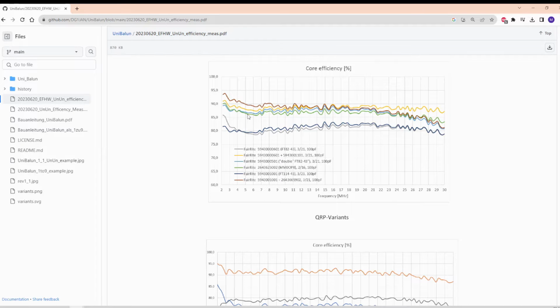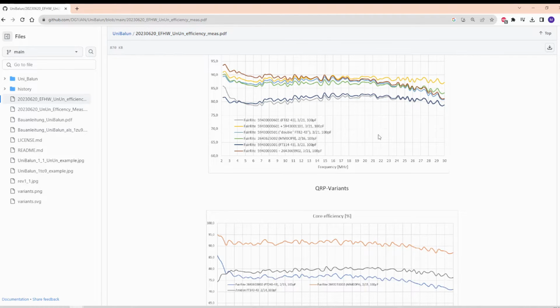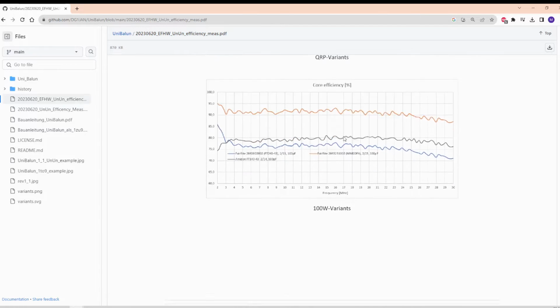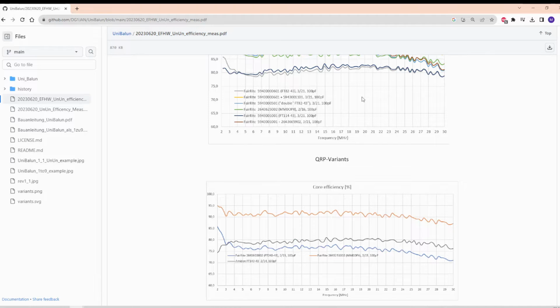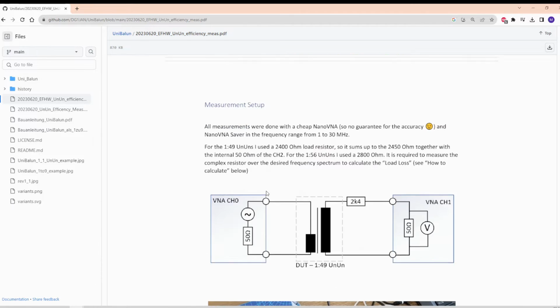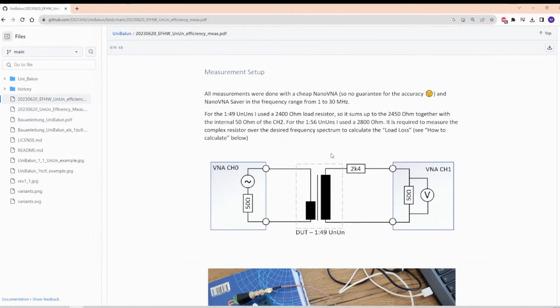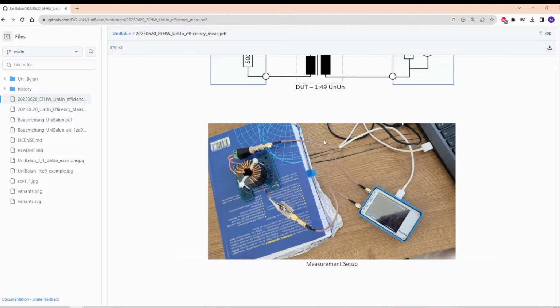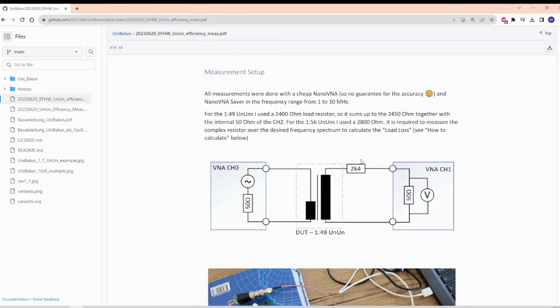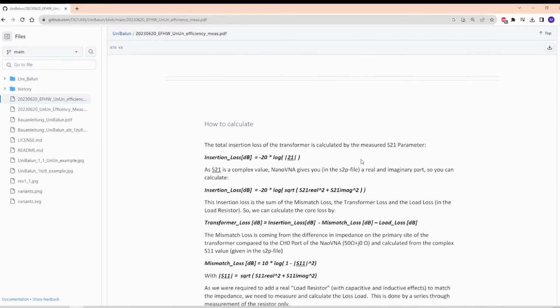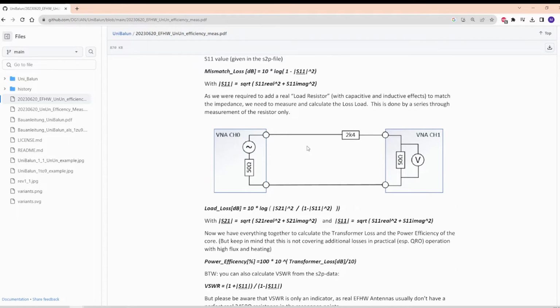Those are the results. You can see it's a little bit jittery and constantly jittery, which means he's obviously using a cheaper, maybe not so well calibrated nano VNA. But those are his results. And this is the measurement setup. This is how the measurement is done, but let's have a look how the calibration is done before.